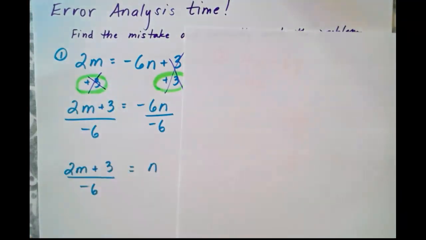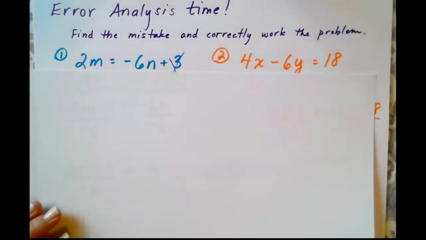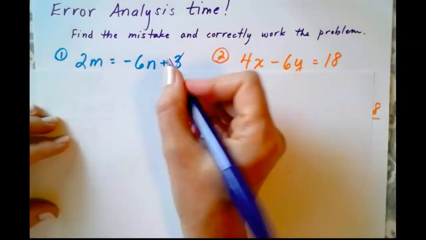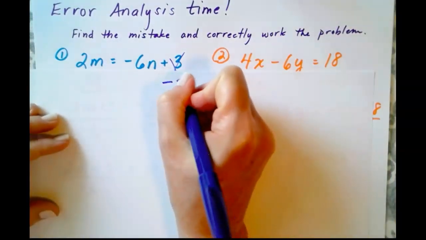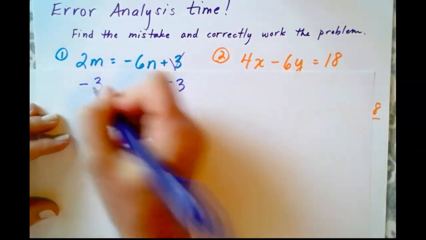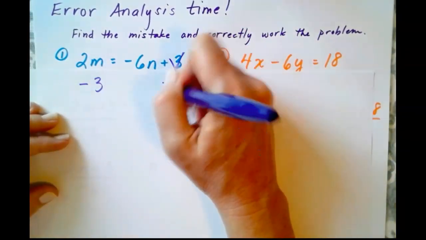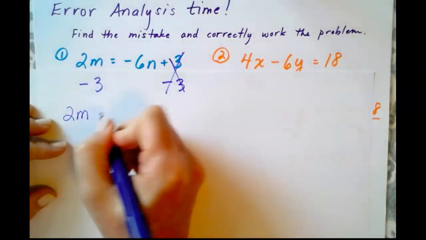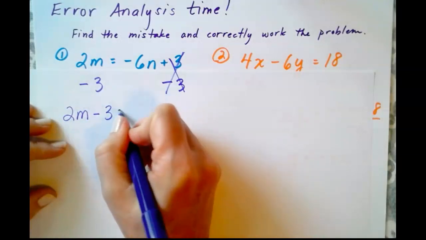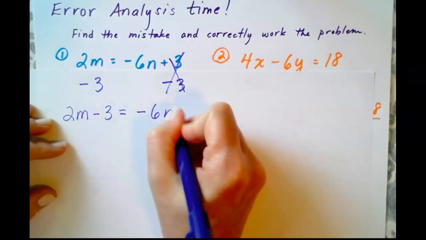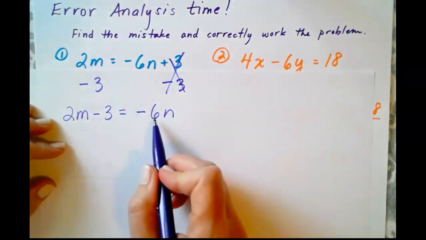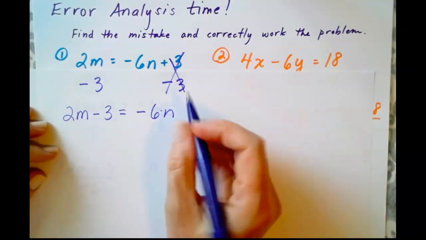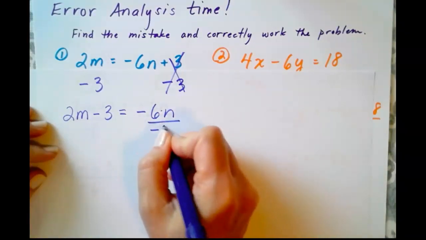So let's take my clean sheet of paper here and let's do this correctly. So instead of adding 3 to both sides, I should be subtracting 3 from both sides, which will cancel with the plus 3. So now we have 2m minus 3 equals negative 6n. And now, what is the inverse operation of times negative 6? It is division by negative 6.